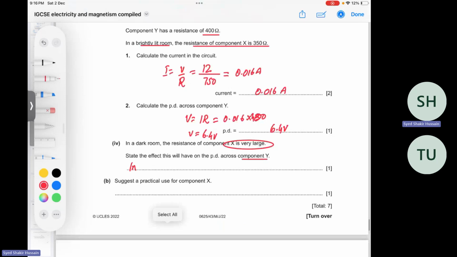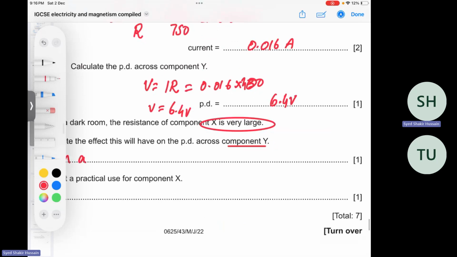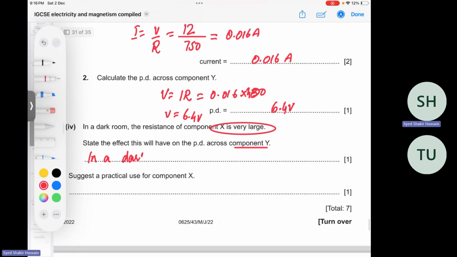So in a dark room, PD across component Y decreases. All right.